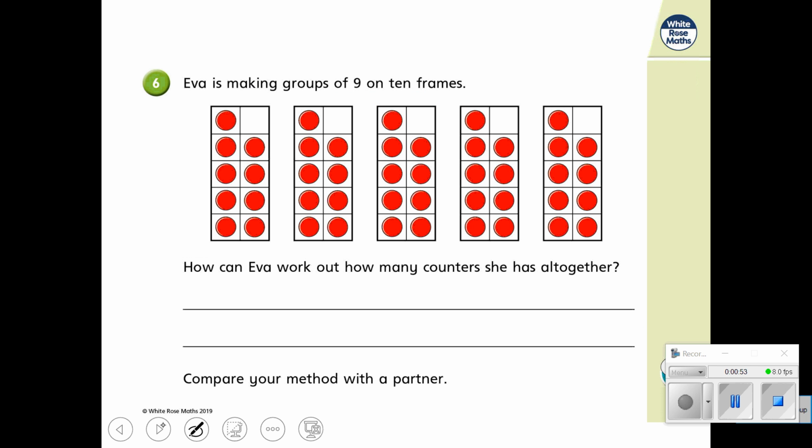Let's move on. On this next question, we've got tens frames, which you should be familiar with by now. How can Eva work out how many counts she has altogether? Well, we know she's got 9, and 9, and 9, and 9, and 9. So, of course, she could add them all, or she could make her life a little bit easier and say 9 times 5 equals 45. Or using the law of commutativity, she could say 5 times 9 also equals 45.